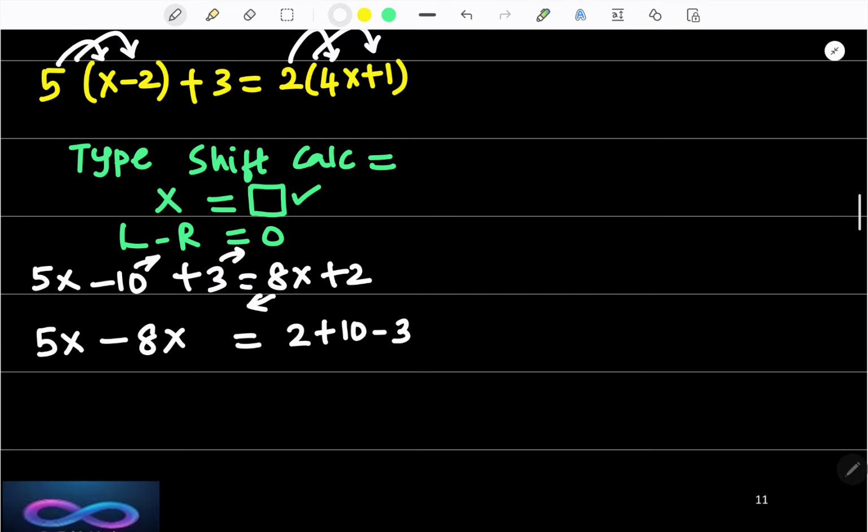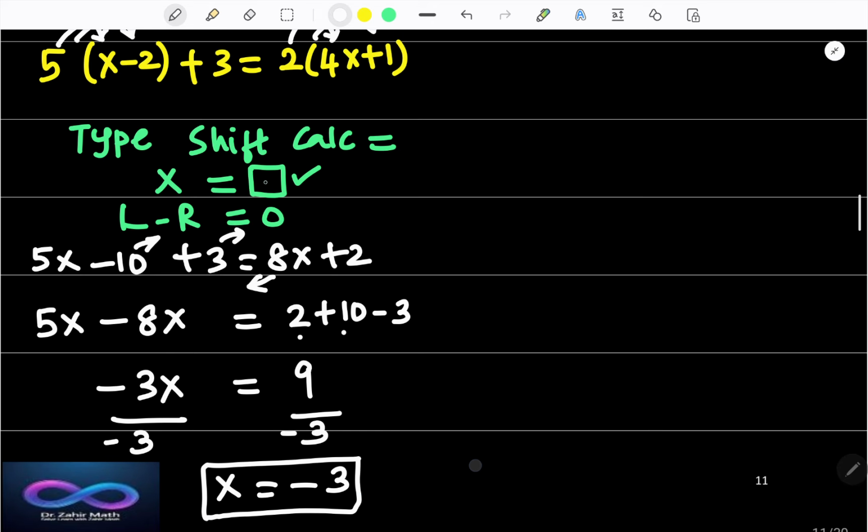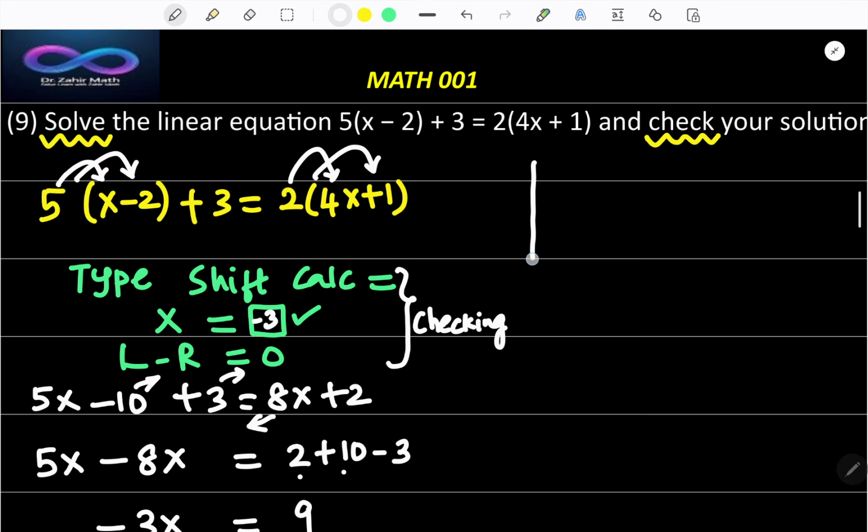So what happens now? 5x minus 8x is what? Which is minus 3x. This equals 2 plus 10 is what? 12. 12 minus 3 is what? Which is 9. Right? So you're going to divide by minus 3 and divide by minus 3. So x equals what? Minus 3. This is your solution. Just check here in the calculator. Are you getting minus 3 or not? This is only for checking, only for yourself. But for this check, you need to write steps. Keep it in your mind. For this one, you have to write the checking steps.